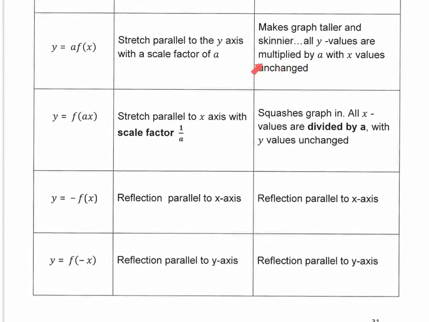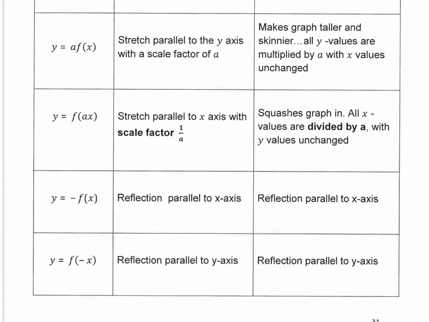If it's an x-axis stretch, then it's the x term specifically that gets multiplied. It's not the whole function, it is just the x term, so it's within the bracket. However, the scale factor in this case is not a, but it's in fact 1 over a. So if you had y equals f of 2x, the scale factor would be a half. And in this case, if it's to do with the x-axis, we multiply the x values by the scale factor, 1 over a, or we divide by a. But the y values remain unchanged.